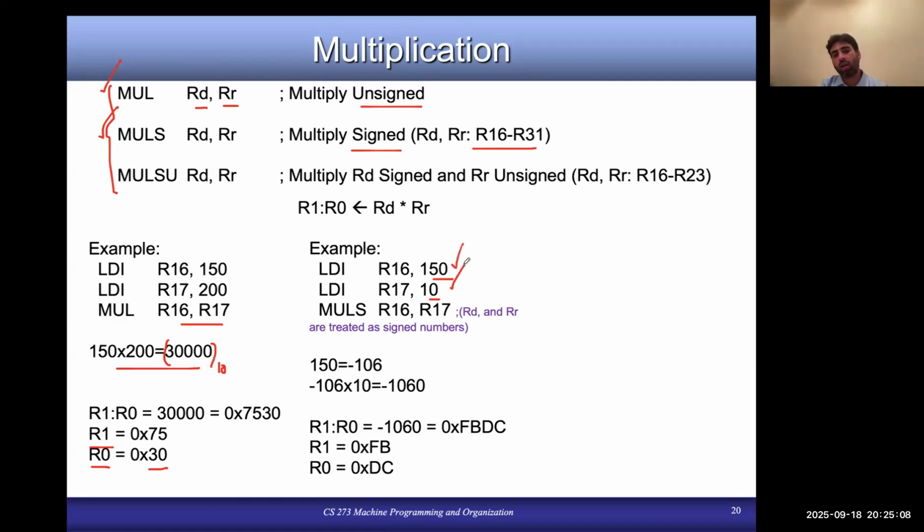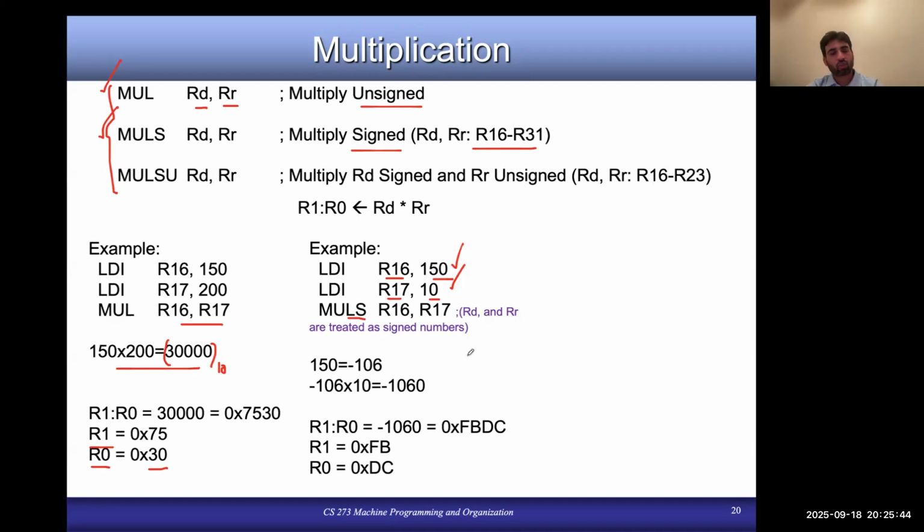Again, remember, just by looking at a bit pattern you cannot tell whether it is a signed number or an unsigned number. It all depends on the interpretation of the entity who is interpreting the numbers. If it is a human being, it depends on how the human being is interpreting those numbers. If it is a microcontroller or hardware, it depends on how it is interpreting the numbers. So when you say multiply signed, you are telling the microcontroller to treat the bit patterns which I have placed in R16 and R17 as signed numbers.